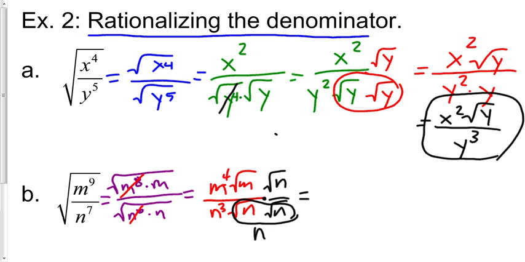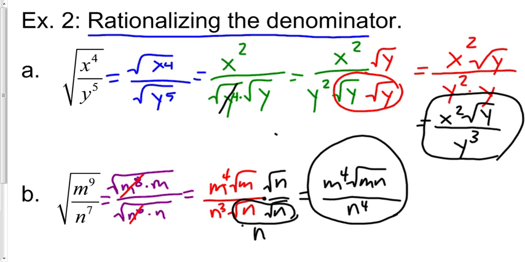What do I have on the top? Well, when I multiply these square roots, I can put them together under one symbol. So I have an m to the 4th, and then I have the square root of mn, rewriting it as one square root. And then in the denominator, I've got n to the 3rd times an n, so that's n to the 4th. This is what we're left with. Okay? So canceling out that radical symbol in the denominator is what we call rationalizing the denominator.